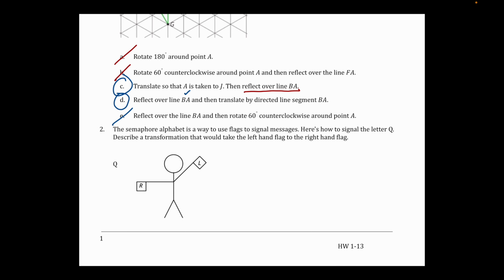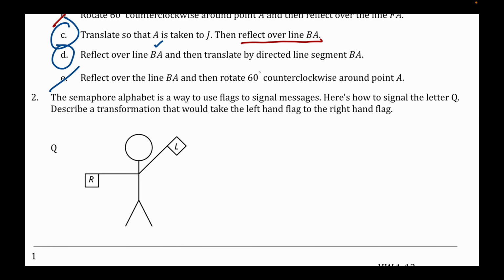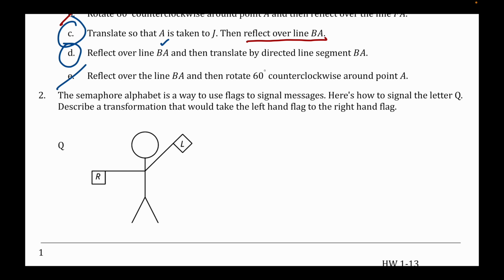Okay, now let's look at question 2. The semaphore alphabet is a way to use flags to signal messages. Here's how to signal the letter Q. Describe the transformation that would take the left-hand flag to the right-hand flag. Okay, so I can see my left hand needs to come over to my right hand.